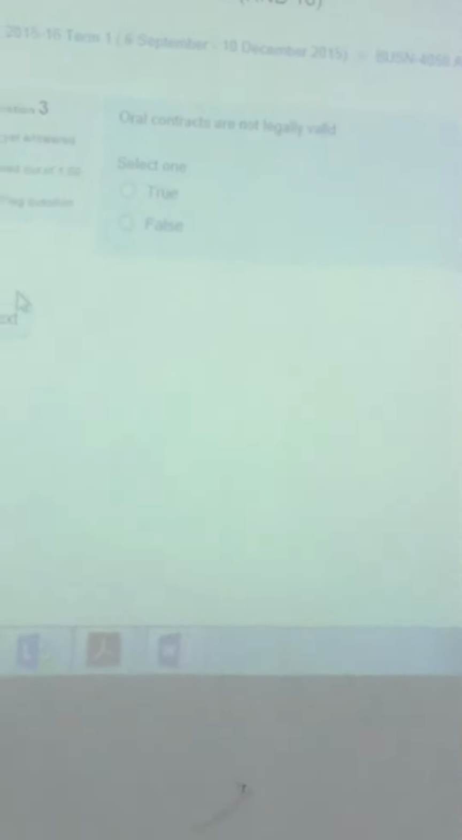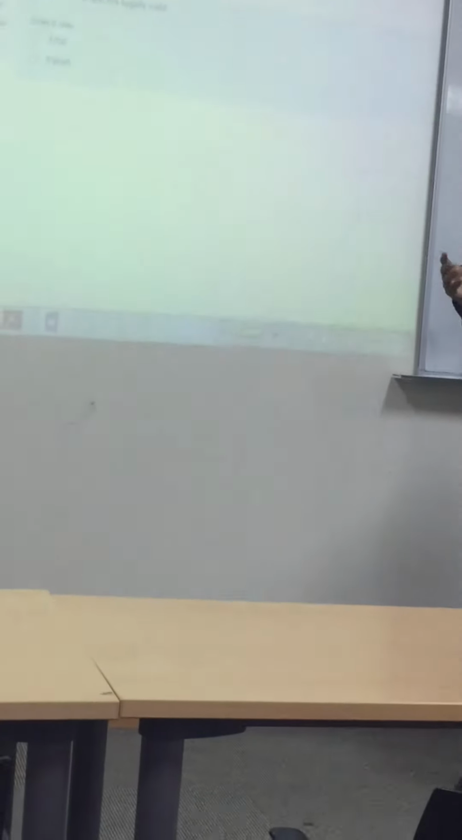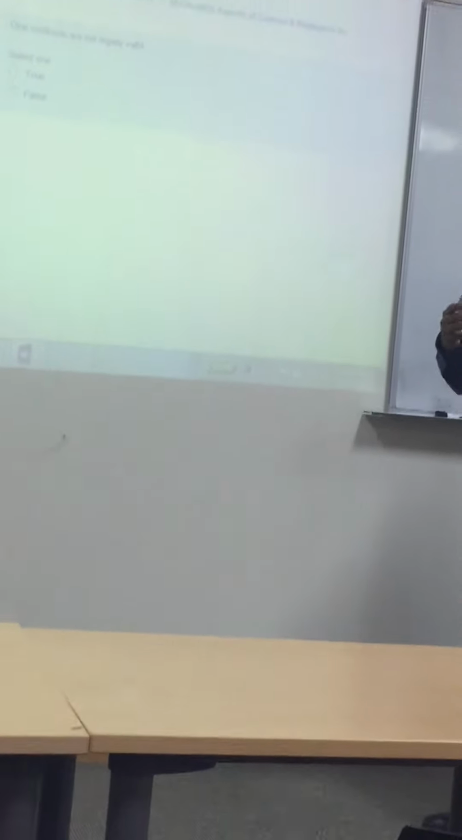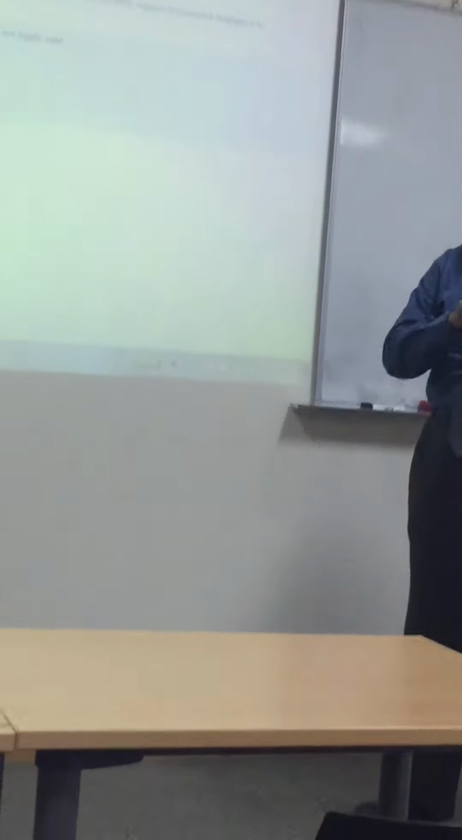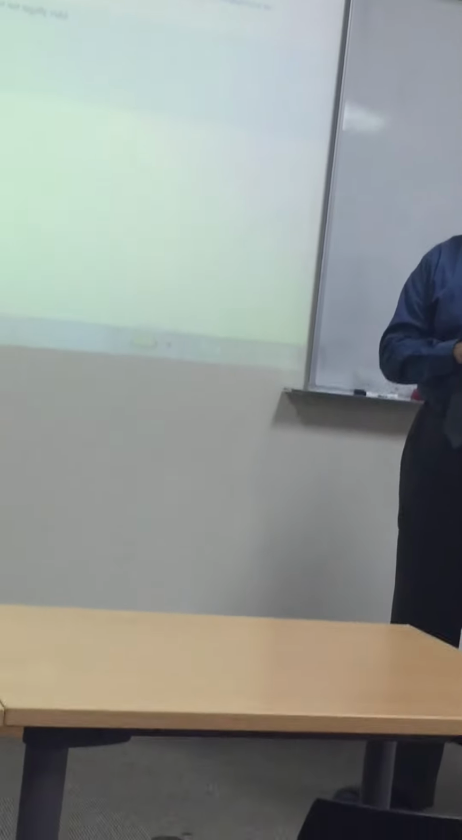Oral contracts are not legally valid. Is an oral contract a contract? It's false, because it's always wrong. Yes, an oral contract is very much a contract. It has got all the ingredients of a contract. The only problem is it has to be proven. In case there is a problem, it has to be proven in court. So either you collect witnesses or you have tapes, or you arrange for some sort of a backup.